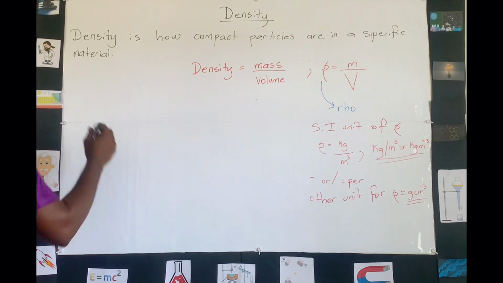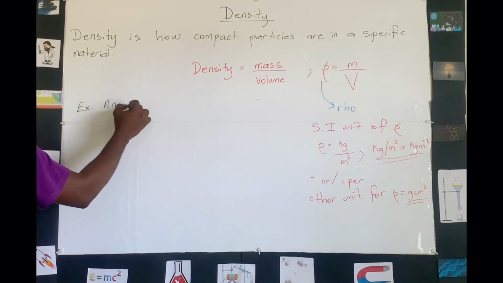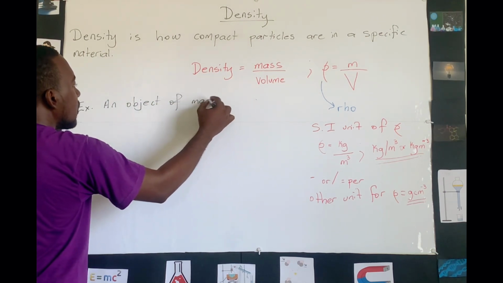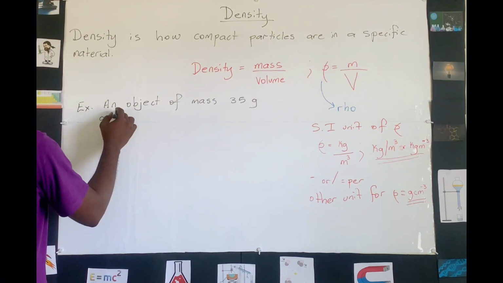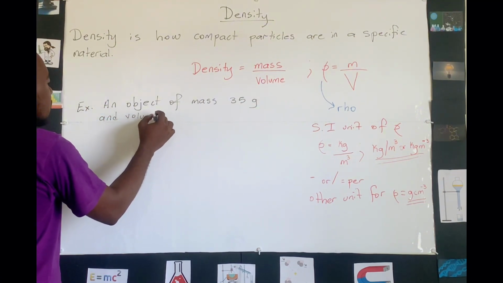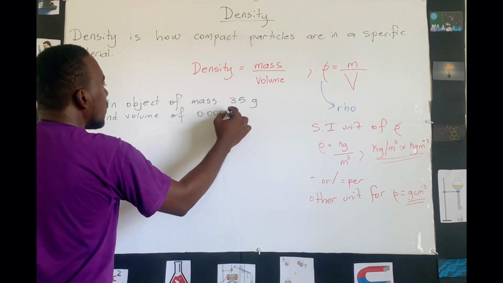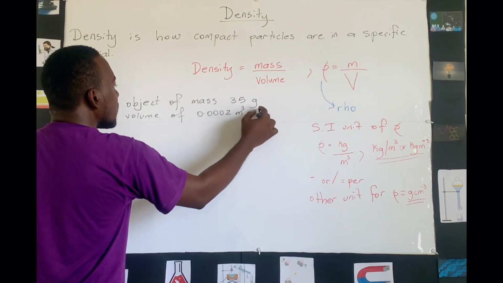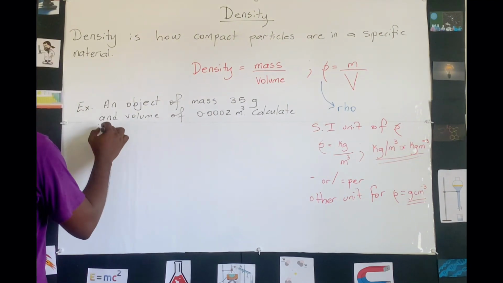So, let's say we have an object of mass 35 grams and volume of meter cube. Calculate its density.